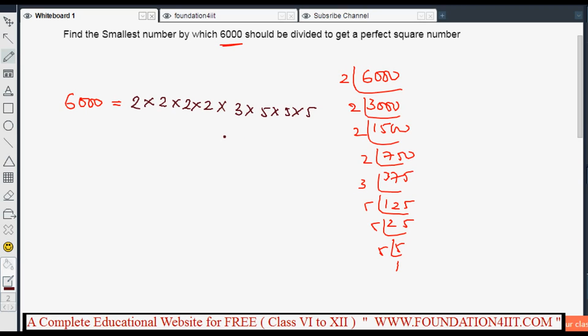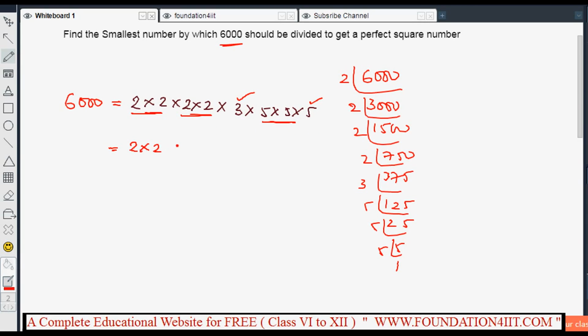So clearly in the product of prime factors there are three pairs of equal factors. You can see the three pairs: this is one pair, this is one pair, and this is also one pair. Next, the remaining are 3 and 5. So these 3 and 5 we need to remove. That means we can write 3 into 5 together as 15.